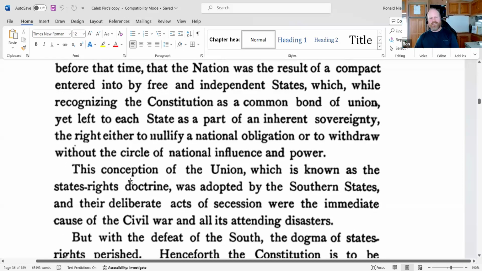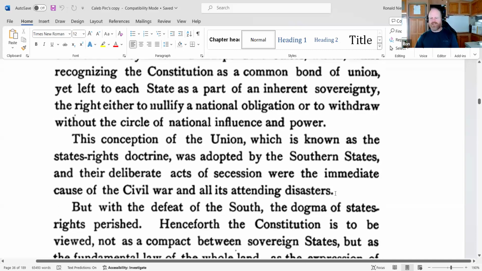What was the outcome? This conception of the Union, which is known as the state rights doctrine, was adopted by the Southern states, and their deliberate acts of secession were the immediate cause of the Civil War and all its attending disasters. Written just like a unionist. Do you understand what this is saying? Yes. Was it just what I said or not?